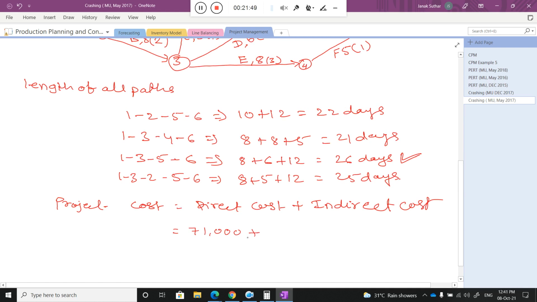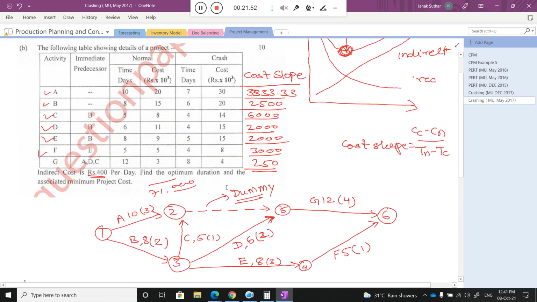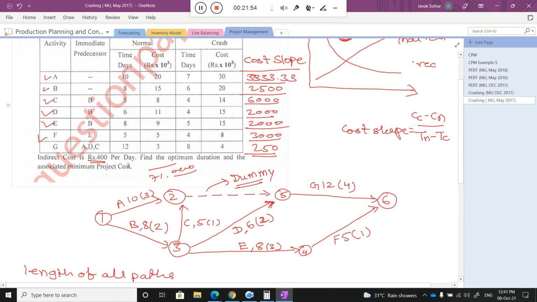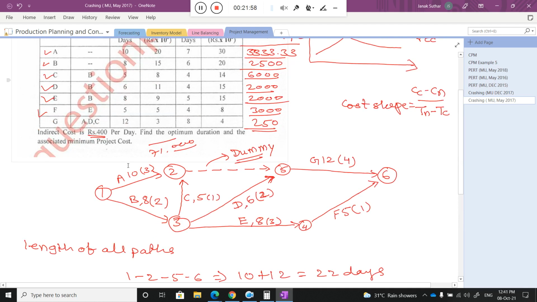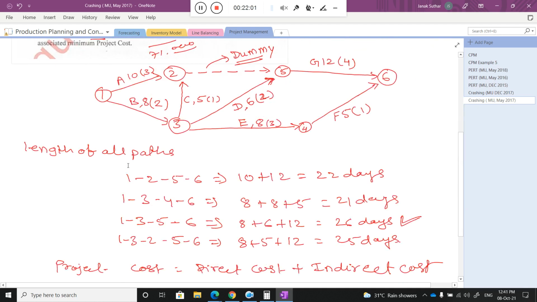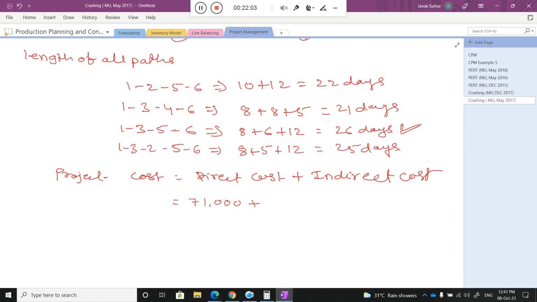Okay, for the indirect cost, you made some mistake. It is 400 per day. What is the project time? 26 days. Are you getting my point? So 400 into 26. Is there any doubt? So 400 into 26. Quickly add all these things. What is the project cost? Very good. So it is 81,400. This is the project cost.